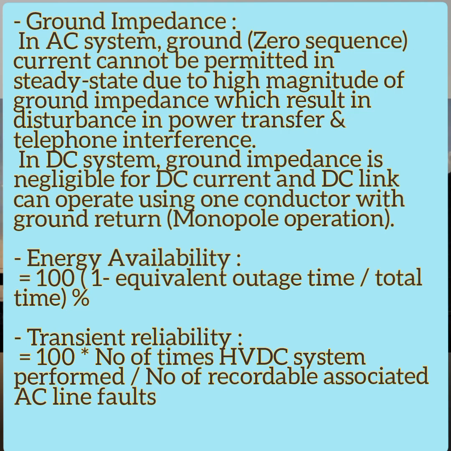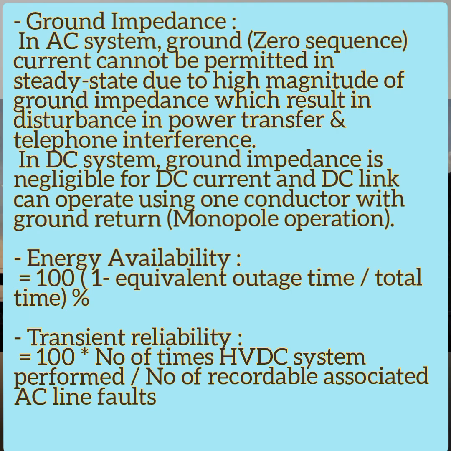So next, ground impedance. In an AC system, ground or zero sequence current cannot be permitted in a steady state due to the high magnitude ground impedance, which results in a disturbance in power transfer and also causes telephonic interference. But in a DC system, the ground impedance is negligible for the DC current and DC links. With reference to the ground, we can run a pole, which we call a monopole, which means single pole operation can be done through DC.